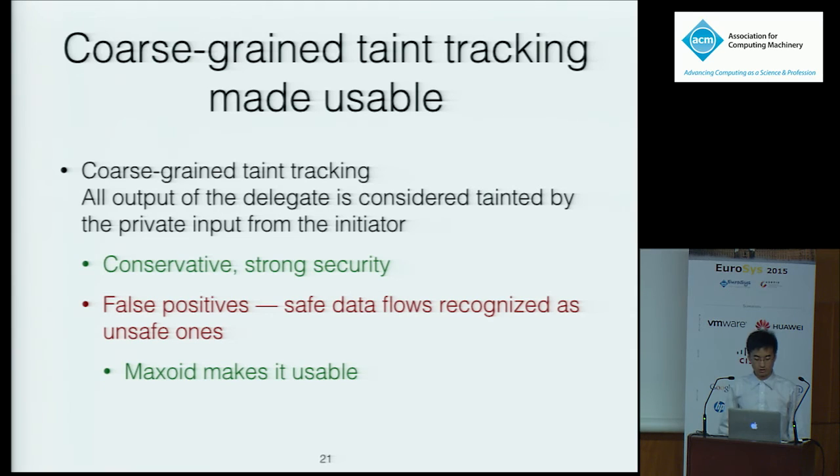Maxoid uses very coarse-grained taint tracking, where all output of the delegate is considered tainted by the private input from the initiator. So it's a very conservative approach, thus it's very easy to provide strong security guarantees. On the other side, generally speaking, coarse-grained taint tracking suffers from usability problems caused by false positives, which means it usually recognizes safe data flows as unsafe ones. However, with the technique of custom views of state, Maxoid makes it usable.